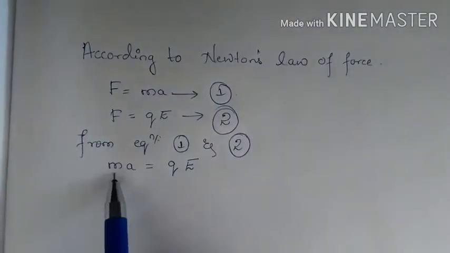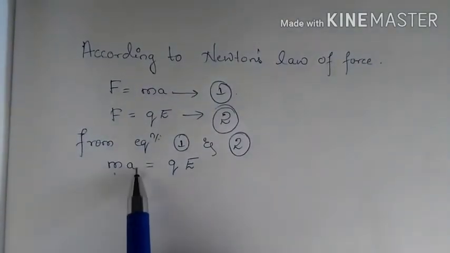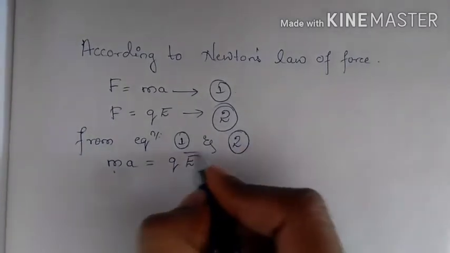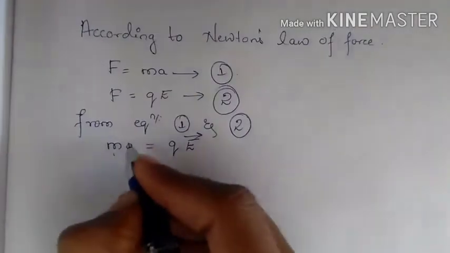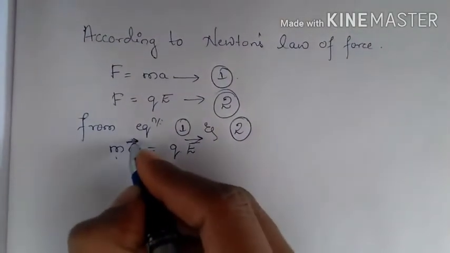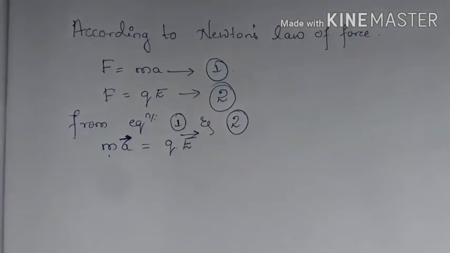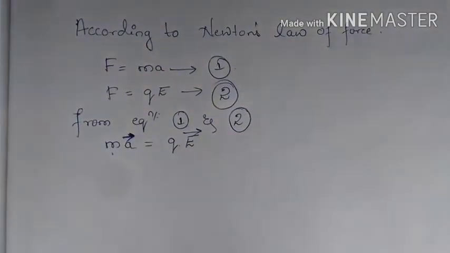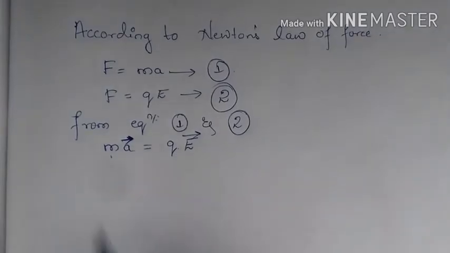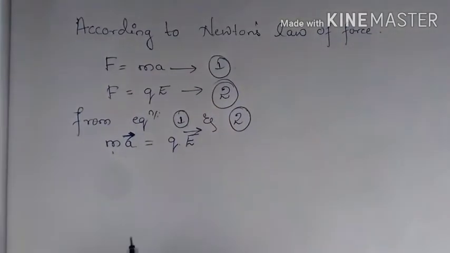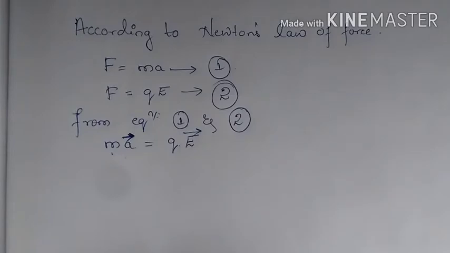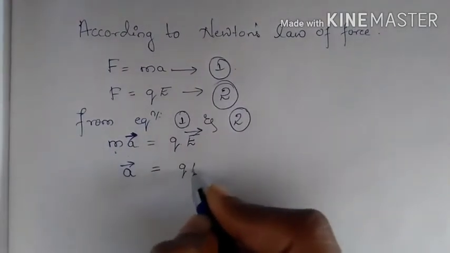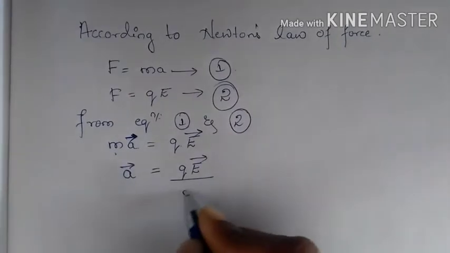So here m is the mass of the particle, a is the acceleration of the particle, q is charge of the particle, and E is electric field. So a, acceleration, is a vector quantity, so acceleration has got a direction, so hence we have to write arrow mark on top of acceleration. Now I need the uniform acceleration of the particle. So I can write a is equal to QE divided by m.